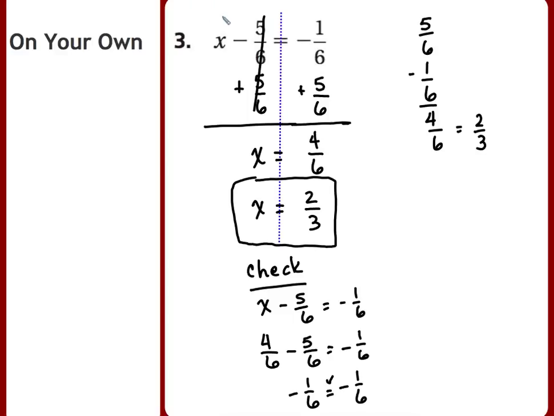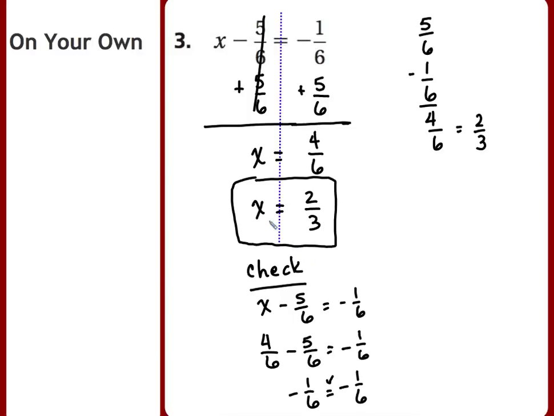And last but not least, we're subtracting 5/6 from x. So the inverse of subtracting 5/6, or the inverse of a negative 5/6, is positive 5/6. So we go ahead and do negative 1/6 and a positive 5/6, which is a positive 4/6, which simplifies to 2/3, and again, that checks out.